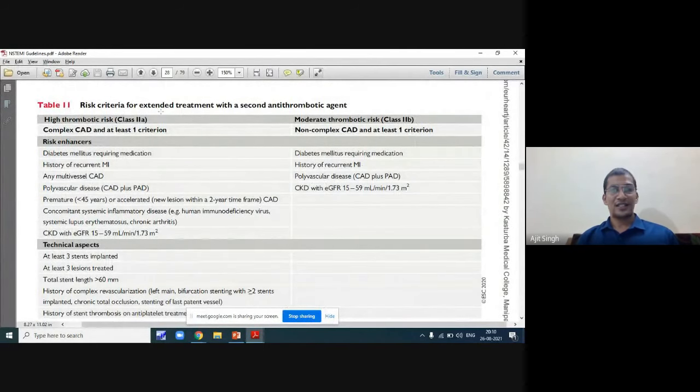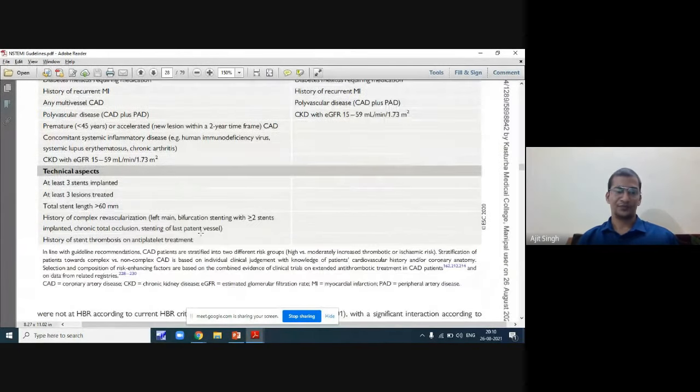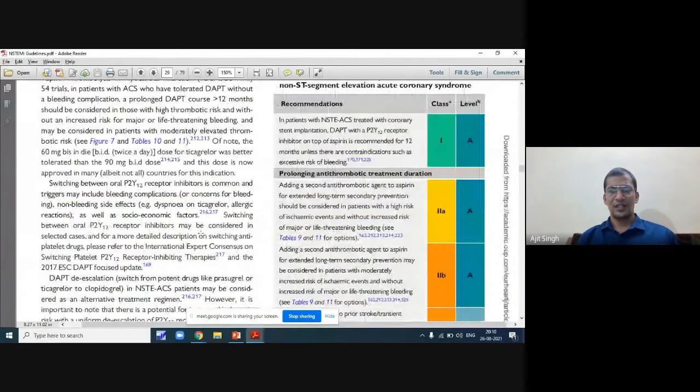Okay, there is thrombotic class risk and moderate thrombotic risk, where you should not give antithrombotic agents. As I told you, risk enhancers: diabetes could be a risk enhancer, history of recurrent MI could be a risk enhancer, multivessel CAD could be a risk enhancer. So we should not give in that case. CKD with eGFR 15 to 60 should be avoided when you are giving antithrombotic agents. We should not give in CKD categories 4 and 5. Okay, so yes, that's all.